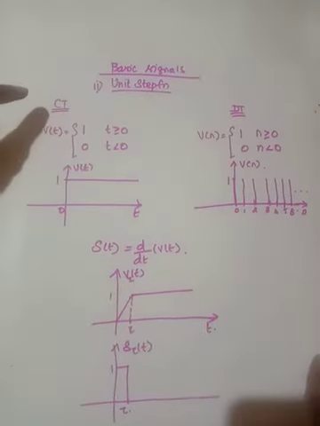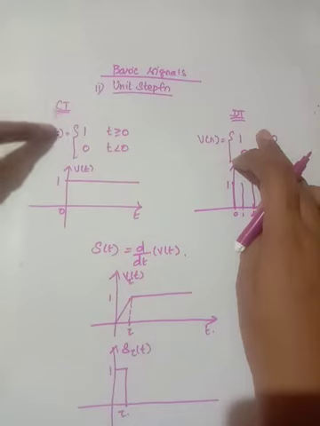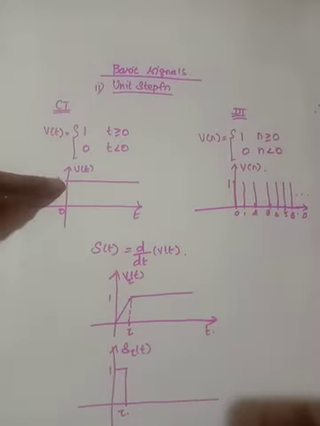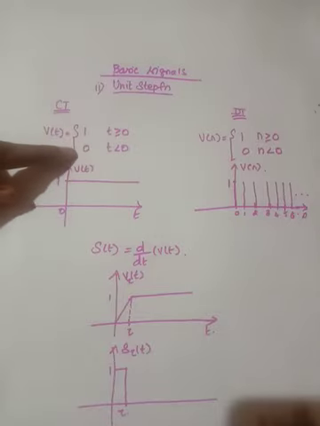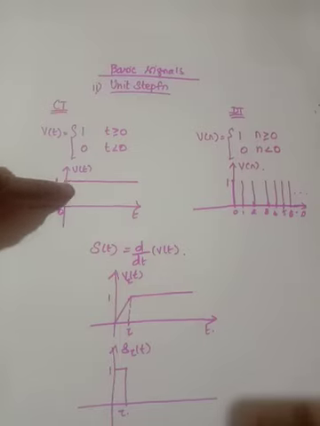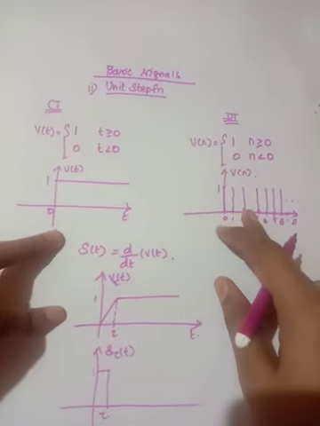Here we can have the unit step function in both continuous time and discrete time. This unit step function will have value 1 only for time t greater than or equal to 0, and 0 for time t less than 0. So this is a continuous unit step function. Considered here is the discrete type unit step function.